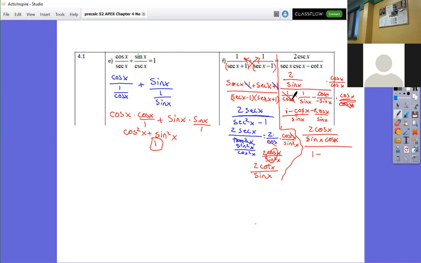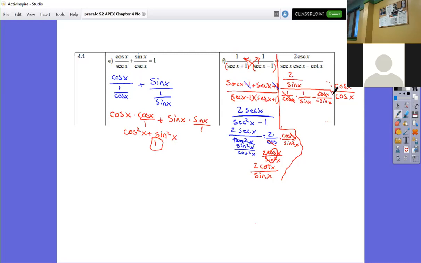Oh, that's because of the whole thing. Okay, that's fine. That's what I did. All right, hold on. Sorry. All right, so when we multiply here, we're going to multiply the whole thing by cosine of x over cosine of x.